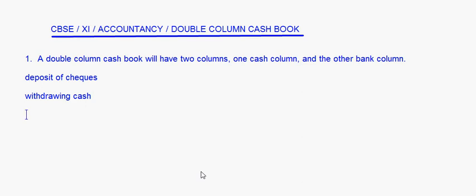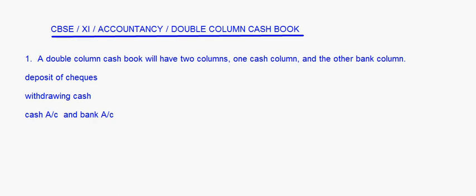There are two things here, like I said, it has a cash and a bank column, so it is basically like representing two accounts. One is your cash account and the other one is your bank account, right? So in the earlier single column cash book we were representing only one account there, cash account. Now here there are two accounts, cash account and bank account, and at the end you'll be getting the balances of both, right?